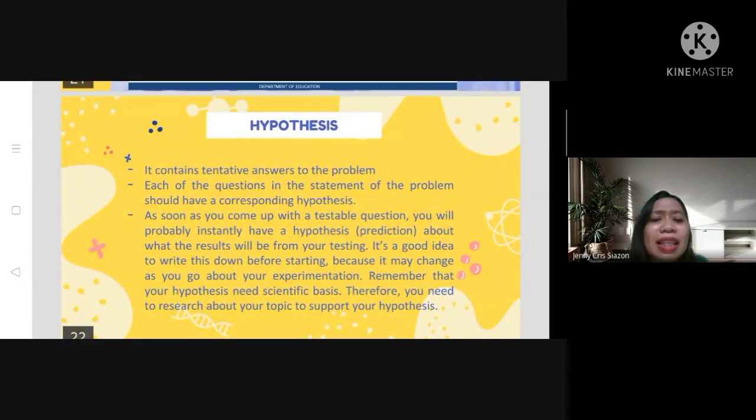Okay? So, next is your hypothesis. It contains your tentative answers. Sabi ko nga sa inyo, this is an educated guess pero merong pinagbasehan na factual and existing knowledge. No? Each of the questions in the statement of the problem should have a corresponding hypothesis. So kung ilan yung ginawa mong statement of the problem, dapat ganun din yung hypothesis mo. Related sa ginawa mong problema. Sinasagot yung gawa mong problema. At tandaan, ang hypothesis natin should have a cause and effect.